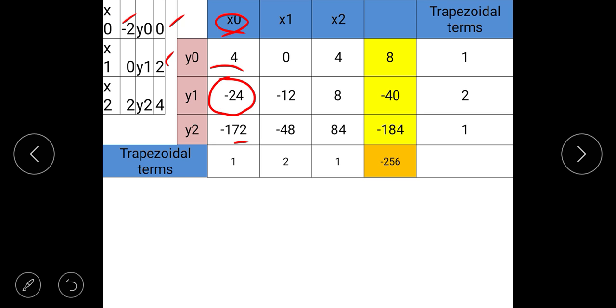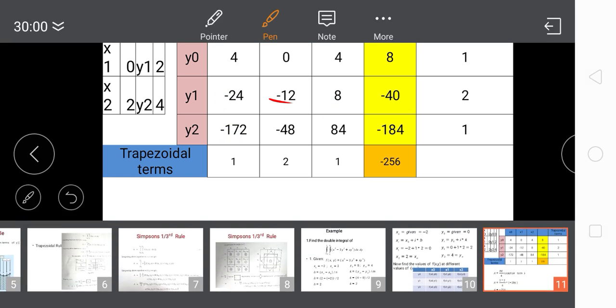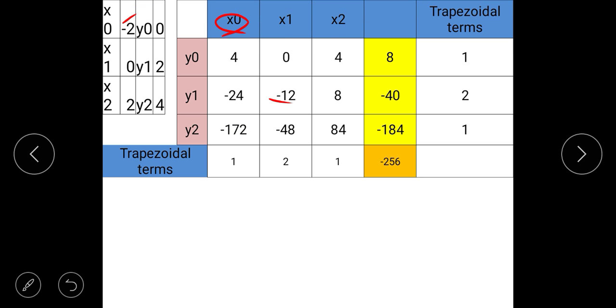Same for x1 terms, here function of x1 comma y0. It means at the x location you have to put the x1 term, that is nothing but 0, and when it will ask for y terms you have to put again 0 because y is 0. Then complete this table, complete only this table, that is 4, 0, 4, minus 24, 12, 8, minus 172, minus 48, 84.